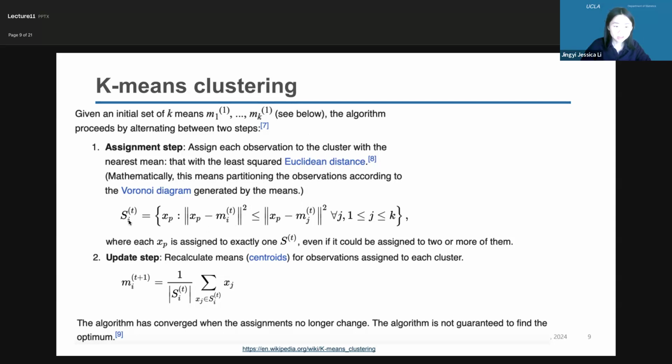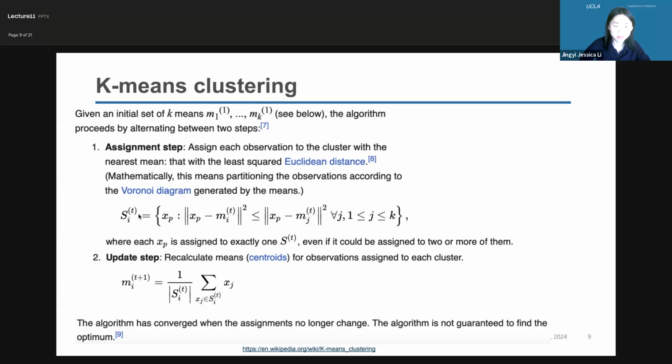Basically, I'm just explaining this notation. For cluster i in iteration t, it's defined as a set of your data points, x_p. P here is just an index of your data point. It has nothing to do with dimension, so make sure you don't confuse this p. It's just any data point x_p. If this data point x_p is closer to the ith center than any other cluster center j, then I assign this x_p to cluster i. That's basically what this equation says, where each x_p is assigned to exactly one of the clusters, even if it could be assigned to two or more of them. This is something worth attention.